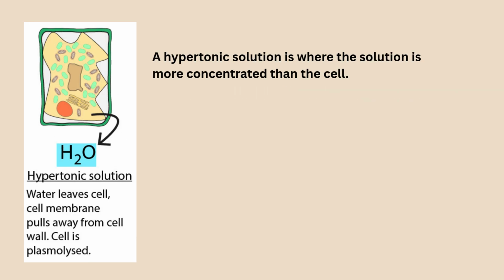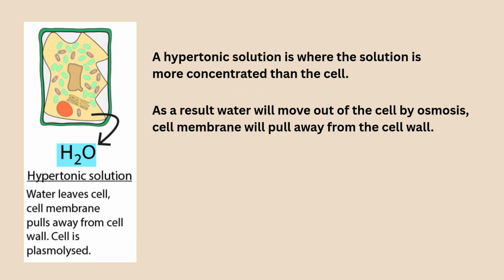A hypertonic solution is where the solution is more concentrated than the cell, so when a plant cell is placed into a hypertonic solution, water will move out of the cell by osmosis, and the cell membrane will pull away from the cell wall. The cell is referred to as being plasmolyzed.